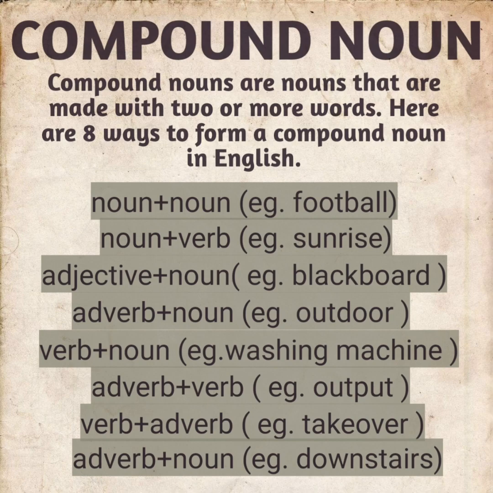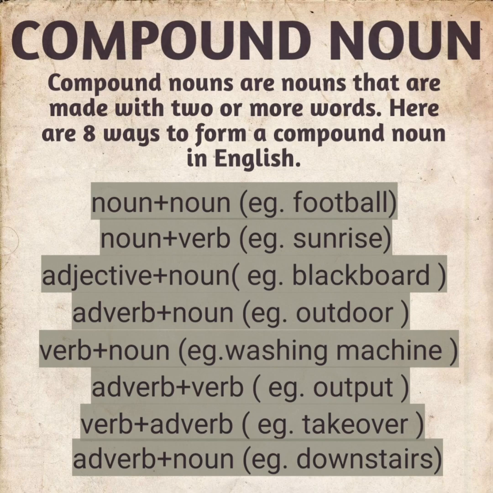Now the next type of noun is the compound noun. Compound nouns are those nouns that are made with two or more words. So here are basically the 8 ways to form a compound noun in English. The first is the combination of two nouns. For example, football. Both the words foot and ball are nouns.